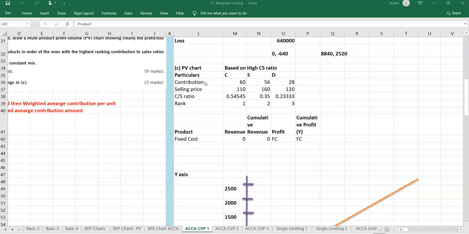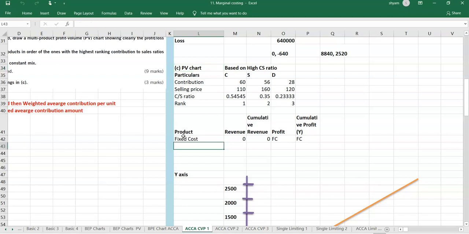So we have to get the second part of the PV chart. This chart is based on high CS ratio. We have already computed this. The second table we have to compute for the sake of the graph. Okay. So first we are going to have fixed cost.